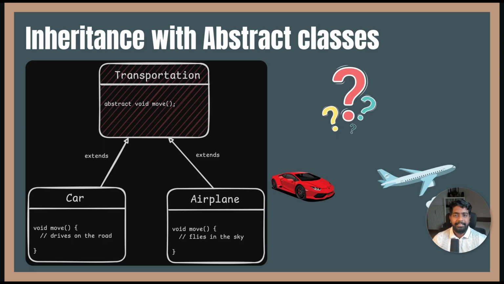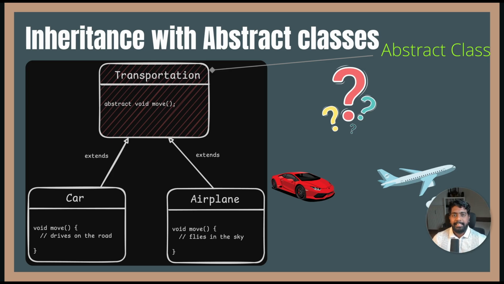Now let's imagine a situation where you might consider using an abstract class. In this setup, we have the transportation as an abstract class. Inside this abstract class, I marked a method called move as abstract. So the intention I have is that any class extending from the transportation abstract class must provide their own implementation of the move method. So in this case, we have two child classes, car and airplane. They provided their own implementation of the move method.